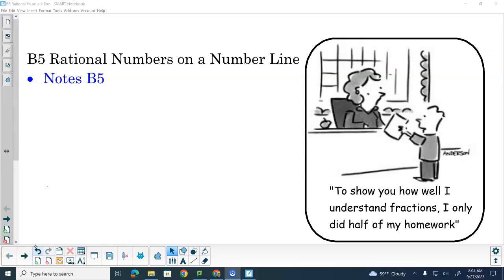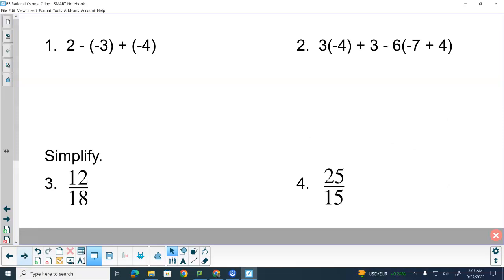In your note packet for B5, we're going to have a little bit of extra warm-up stuff. If you go back one page, there's a bunch of open space down here at the bottom. That's where you can do the warm-up problems for today. So at the end of B4 is the open space where you can do these 4 problems. We're doing 2 order of operations and 2 simplifying problems, please. Please do that right now.